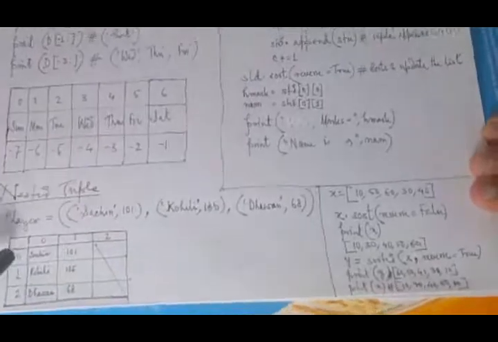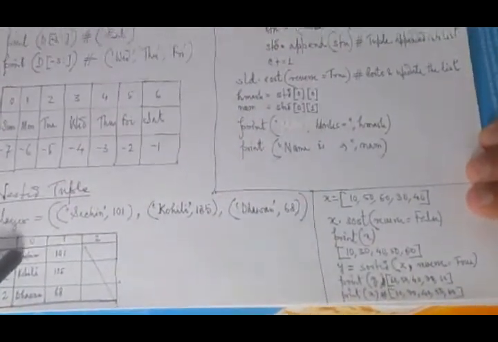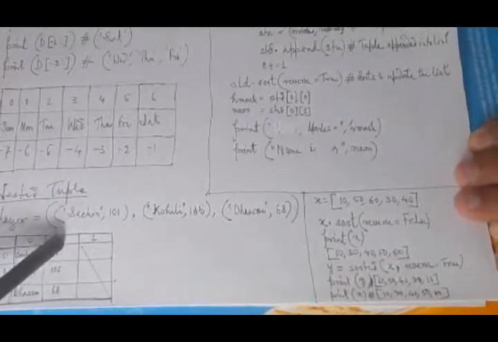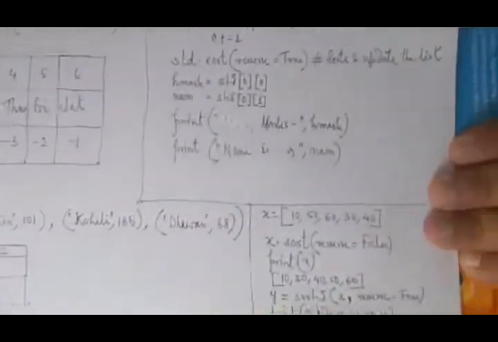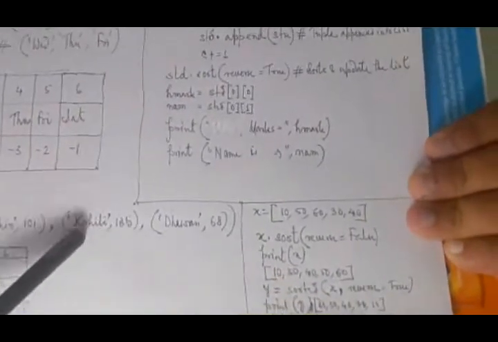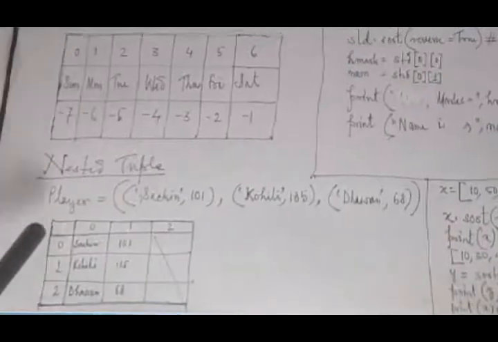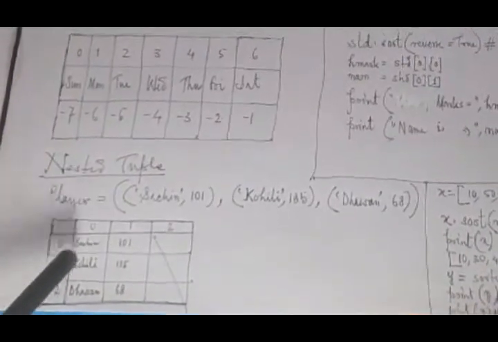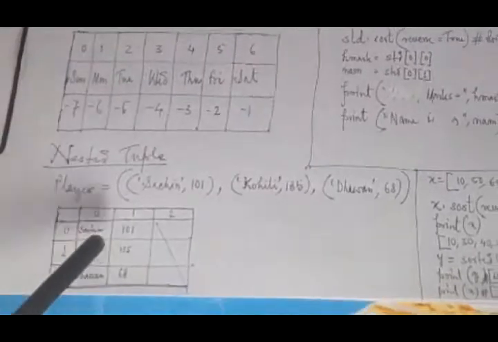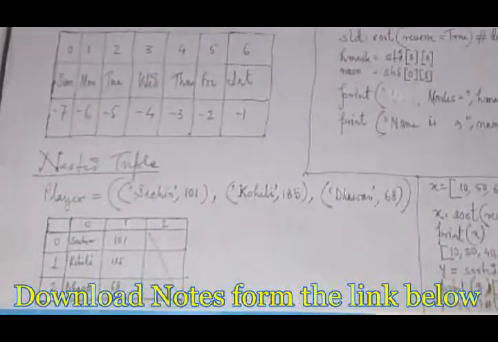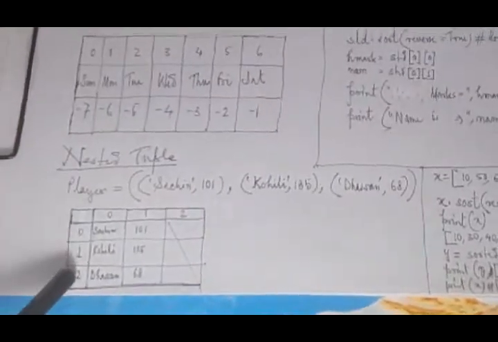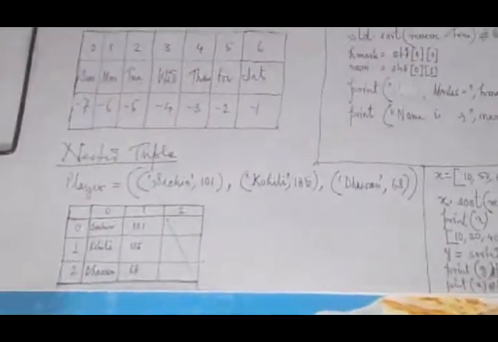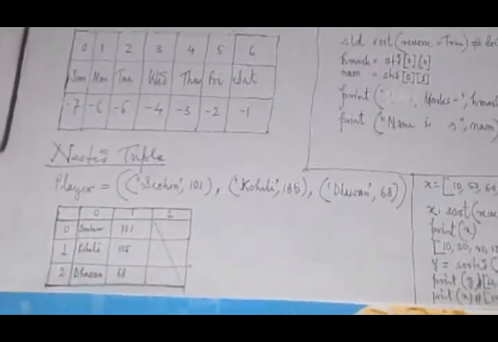Sachin 101. In row 0, column 0, Sachin will come, and 101 will come in row 0, column 1. Next value, Kohli 135. So first in row 1, column 0 Kohli will come, and in row 1, column 1, 135 will come. Dhawan 68. In 3rd row, 0 column, Dhawan will come, and in the 3rd row, 1st column, the 68 will come. So this way the values are getting distributed in the tuple.